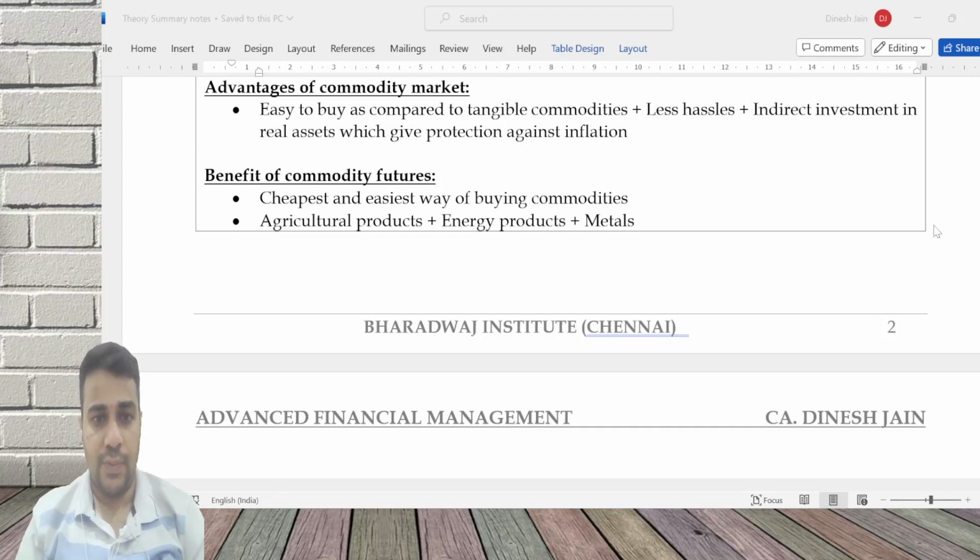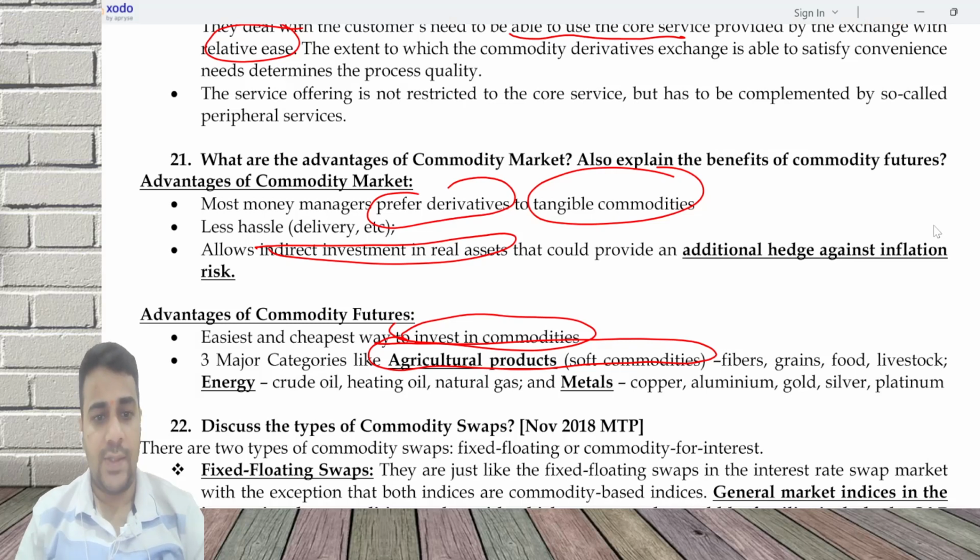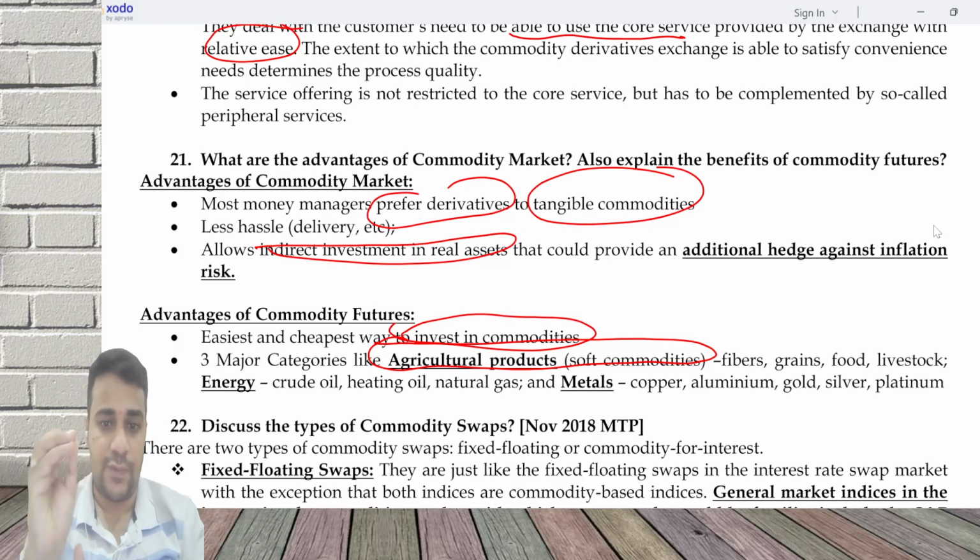Okay, let's move to the next question. Discuss the types of commodity swap. Now, in interest rate swap, we have seen one called fixed versus floating swap.